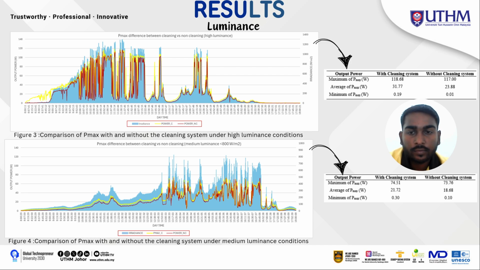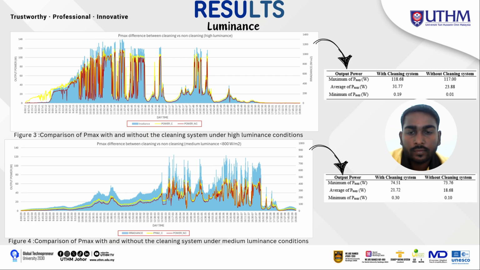The first graph, figure 3, is shown as a high luminance day. On this high luminance day, we can see the comparison. The red line is without the cleaning system, and the yellow line is with the cleaning system. The blue shaded region is the irradiance value. In figure 3, the high luminance day is almost reaching an irradiance value above 1000 watt per meter square.